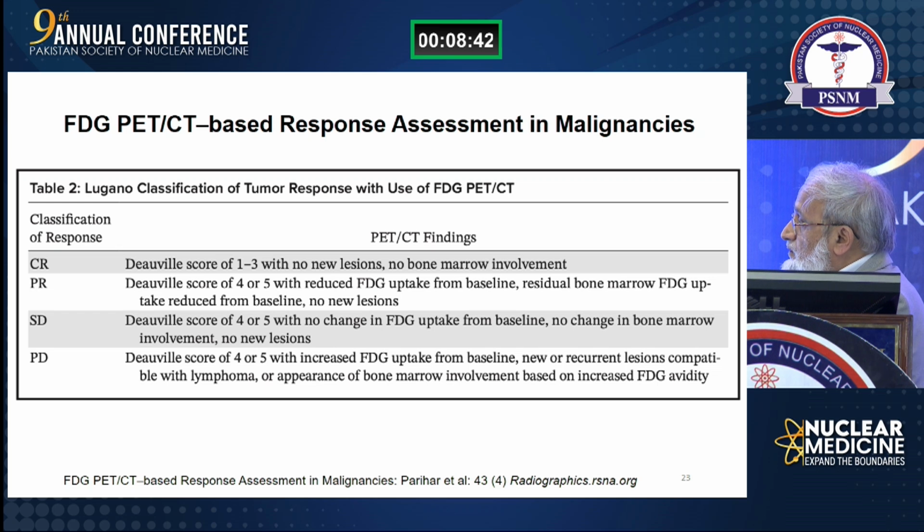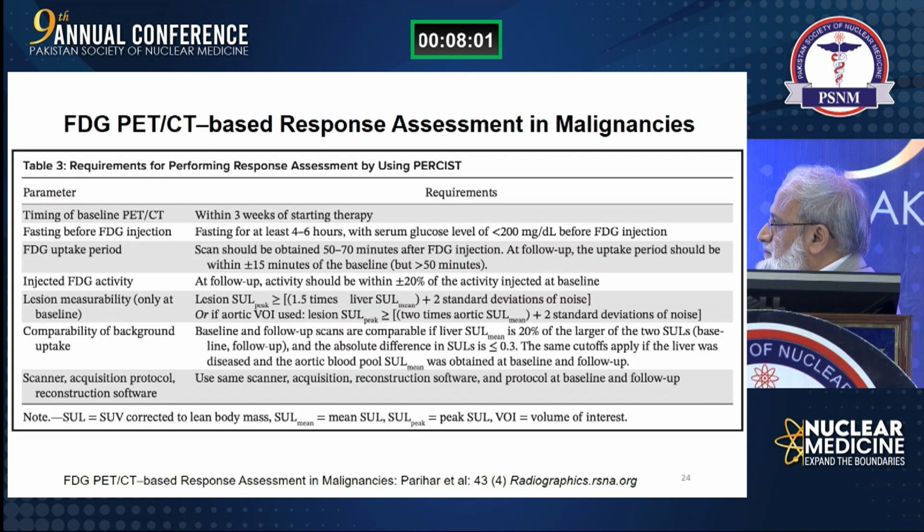So according to that, Deauville score 1, 2, 3 will be no lesions, no bone marrow involvement, complete response. Then partial response, when 4 or 5 with reduced uptake from the baseline, residual bone marrow FDG uptake reduced from baseline, and no new lesions. Stable disease, I will talk about later, and progressive disease, anything which is showing new lesions or increased uptake as compared to the baseline, then we call it progressive. And if it doesn't fit in here or here, then it is stable disease.